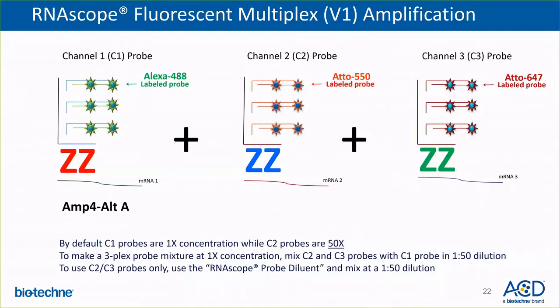Please note that our C1 probes by default are ready to use at 1x concentration, while the C2 and C3 probes are provided as 50x stocks. In order to make a 3-plex probe mixture, combine each of the C2 and C3 probes with the C1 probe in a 1:50 dilution. And in the event you would want to run the C2 or C3 probes alone, please use the RNAscope probe diluent and combine in a 1:50 dilution.